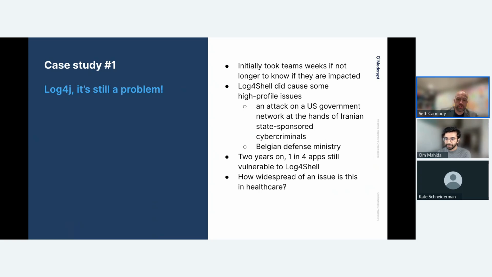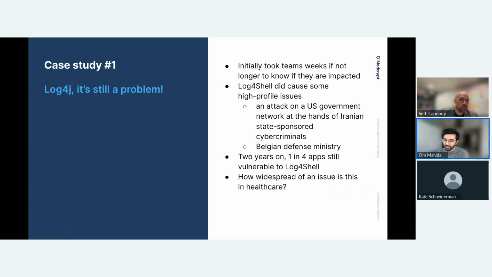You've talked about Log4j a bunch of times. Anything that you want to add for Log4j here? No, I mean, the thing is, it's still a problem, right? There's a study done at the end of December last year that said almost a quarter of all deployed Log4j versions are still vulnerable to Log4Shell, which is honestly shocking, right? And the bigger question I have is, how widespread of an issue is that in healthcare?